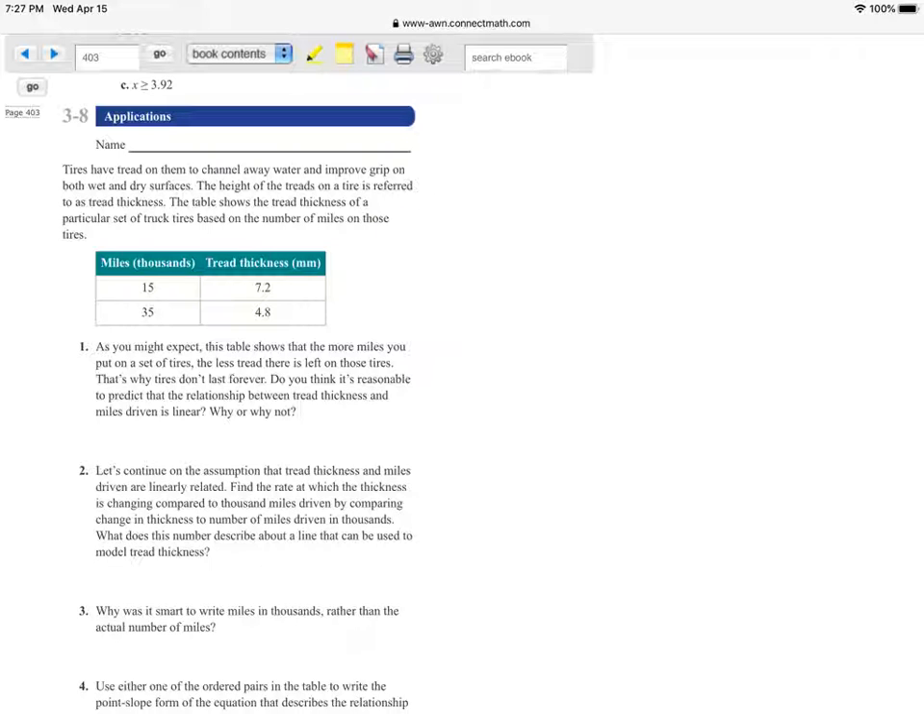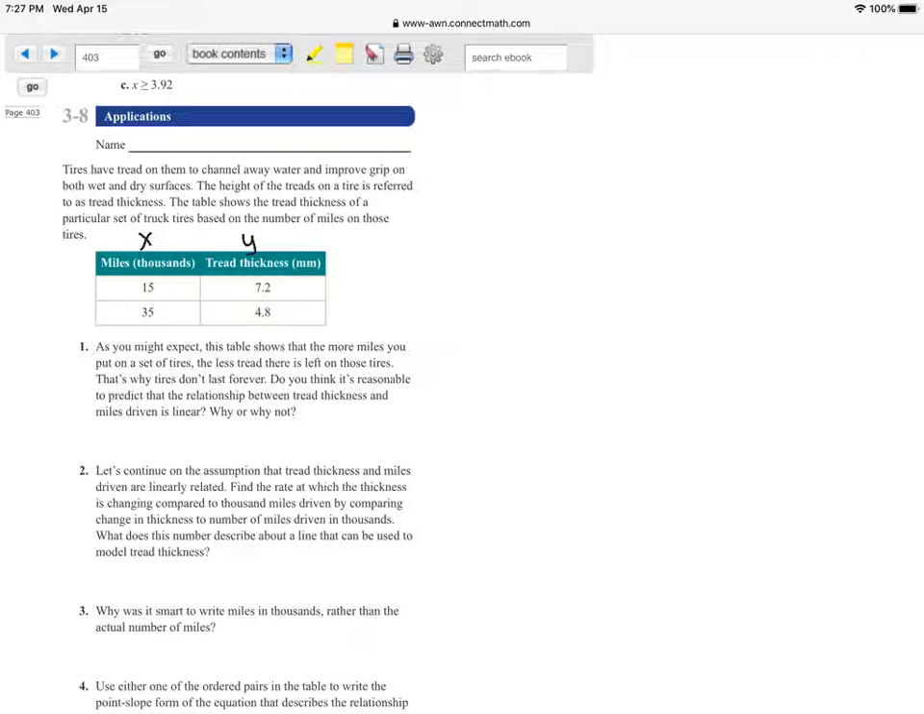The table shows the tread thickness of a particular set of truck tires based on the number of miles on those tires. So when they say based on the number of miles on the tires, we know that the miles in thousands is going to be our input, and our tread thickness in millimeters will be our output. As you might expect, this table shows that the more miles you put on a set of tires, the less tread there is left on those tires. That's why tires don't last forever.